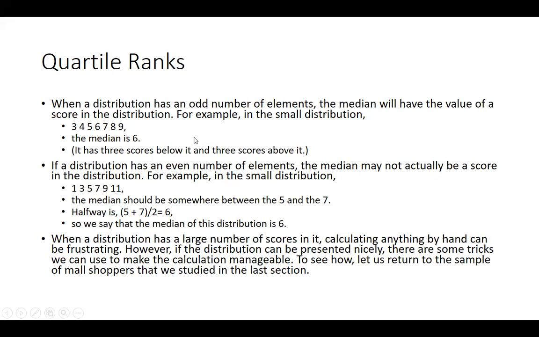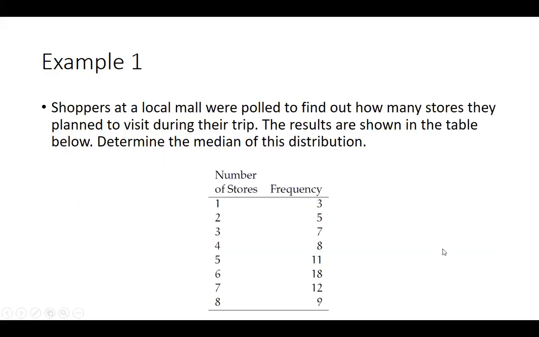When a distribution has a large number of scores in it, calculating anything by hand can be frustrating. However, if the distribution can be presented nicely, there are some tricks we can use to make the calculation manageable. To see how, let us return to the sample of mall shoppers that we studied in the last section. So example 1: shoppers at a local mall were polled to find out how many stores they planned to visit during their trip. The results are shown in the table below. Determine the median of this distribution.